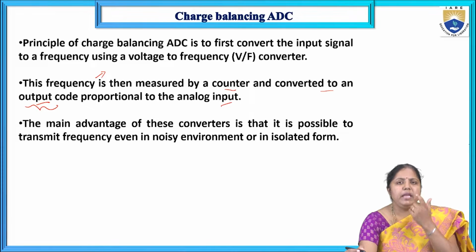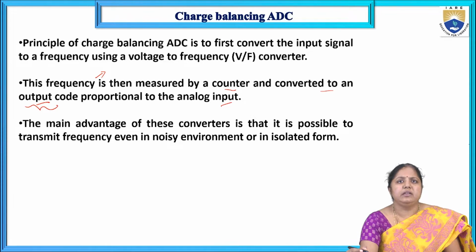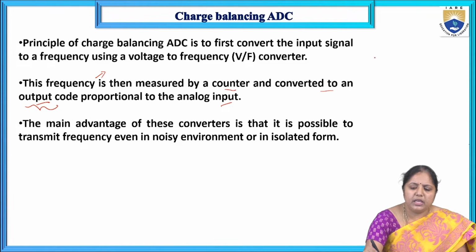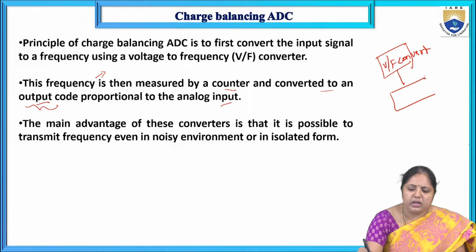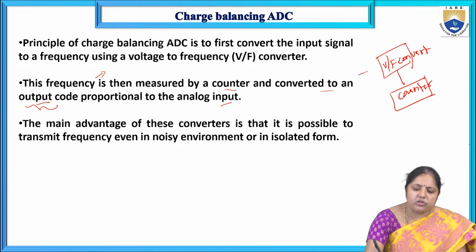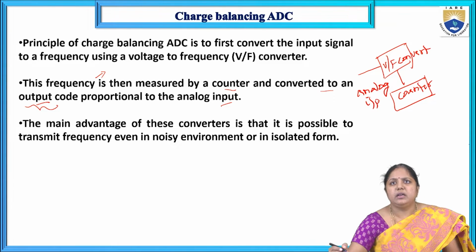Next, what is the main advantage of this charge balancing type of ADC? For this ADC, there is no further extra circuit needed. You can estimate what will happen. Here we basically have a voltage to frequency converter. The output of the voltage to frequency converter I give as the input for the counter. For this voltage to frequency converter, I give the analog input signal, like this.